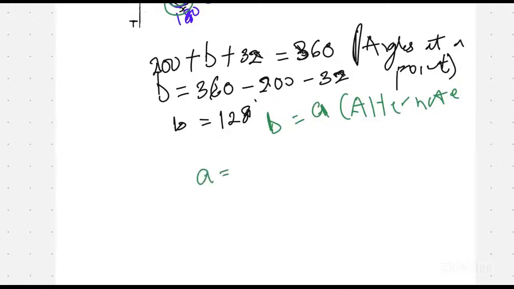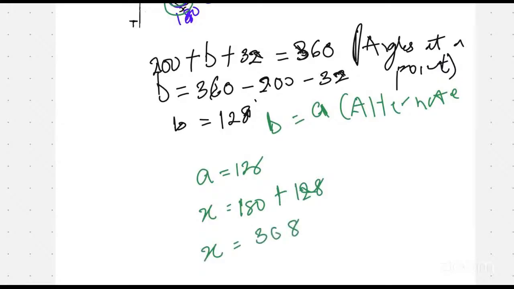A equals 128. And then that angle X, X will be 180, remember I told you that's angles on a straight line, plus A, 128. So X is 180 plus 128, which will give us 308 degrees. And that's angle X.